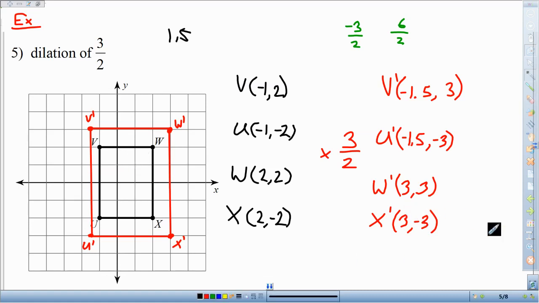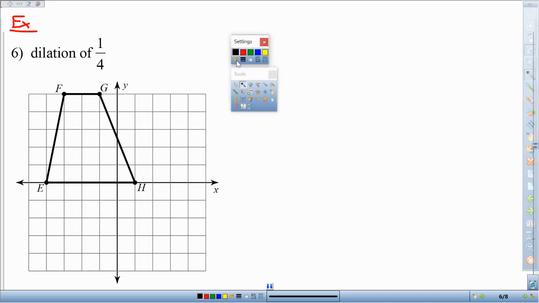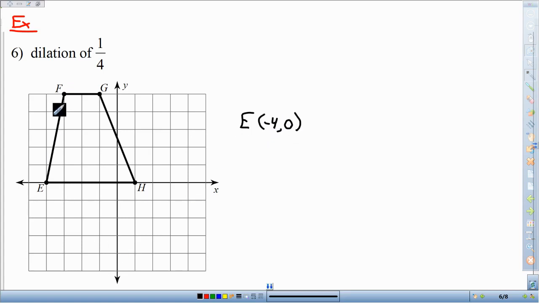Okay, all right, let's try another one of these fractions and I'll let you do a couple on your own. All right, let's try one that's having us do a dilation of 1 over 4, 1/4. Okay, let's get these originals real quick. I'm going to start with E. He's at negative 4 on the X, 0 on the Y. Okay, F, negative 3 on the X, positive 5 on the Y. Okay, G, negative 1, positive 5. And H, positive 1 on the X, 0 on the Y.